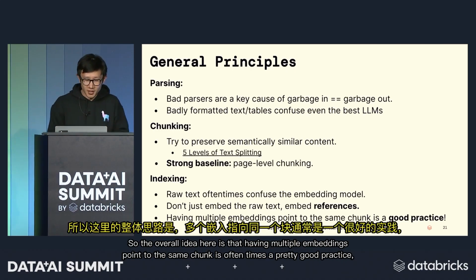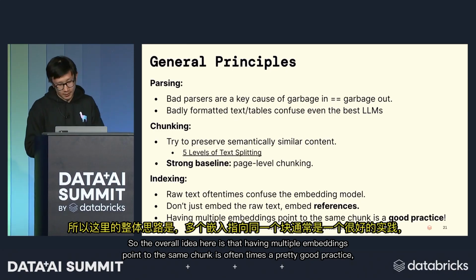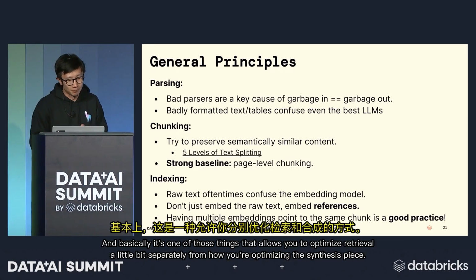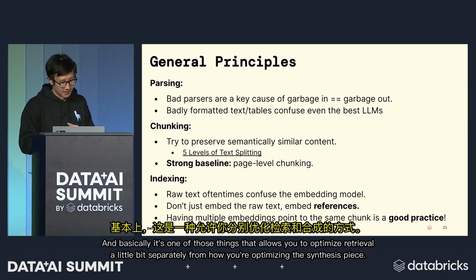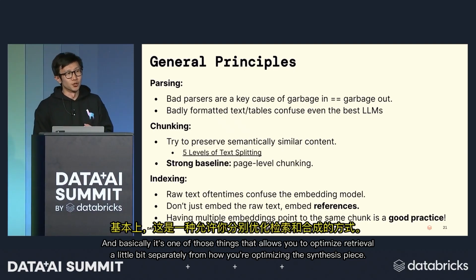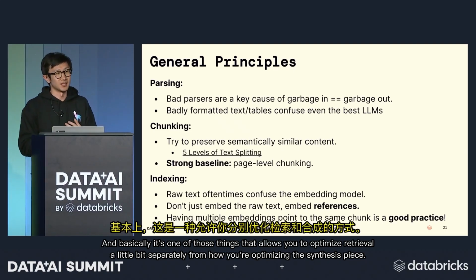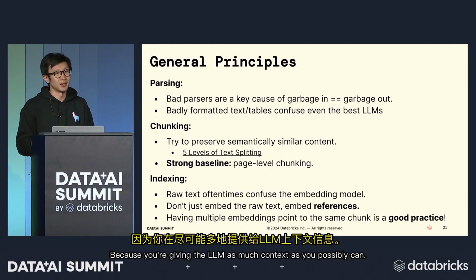So the overall idea here is that having multiple embeddings point to the same chunk is oftentimes a pretty good practice. Basically, it allows you to optimize retrieval a little bit separately from how you're optimizing the synthesis piece, because you're giving the LLM as much context as you possibly can.